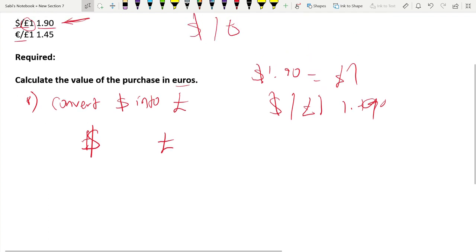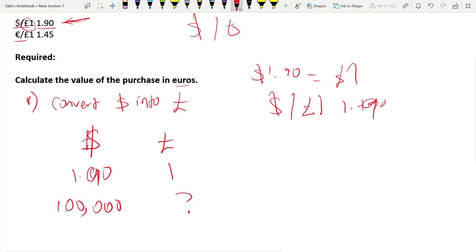Okay, and just see, $1.90 is equal to £1, and the price you are given is 100,000. So $100,000 will be equal to how many pounds? How do you do that? You need to divide this by this to get it. Because when it's the same currency, you divide, and different currency, you multiply. Because this 100,000 is in dollar, this 1.9 is in dollar. So same currency, divide, always, it's a rule.